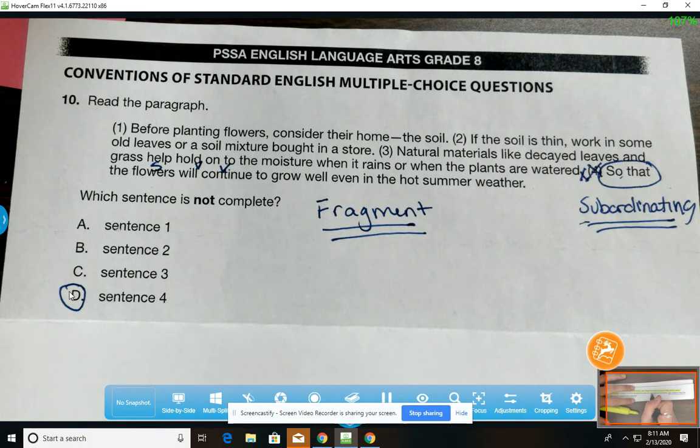So make sure that you're checking your writing for fragments and run-ons. Make sure that you're not using subordinate clauses at the beginning of a sentence by themselves, and make sure that you make any needed corrections to your writing to avoid using fragments and run-ons. Go ahead and continue this practice with a type 1.